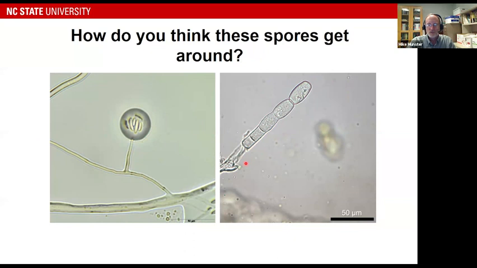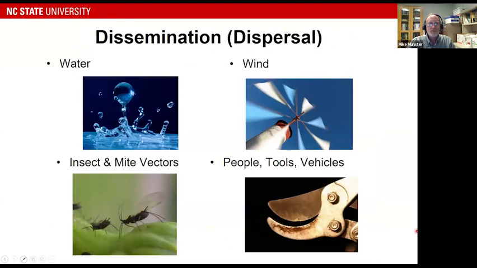So air currents are going to move this around, although of course water splash could as well. But in this case here, that sticky droplet is not going to be easily moved around in the wind. So it's going to be by rain splash, water movement, or perhaps by insects, by sticking to the body of insects. And in general, we can say that the methods by which these different pathogens disperse are four. Water, either running or splashing water; wind, as we mentioned; insect and mite vectors, we call them, that move the pathogens around, either incidentally or because they are themselves infected; and finally, people and tools and vehicles.